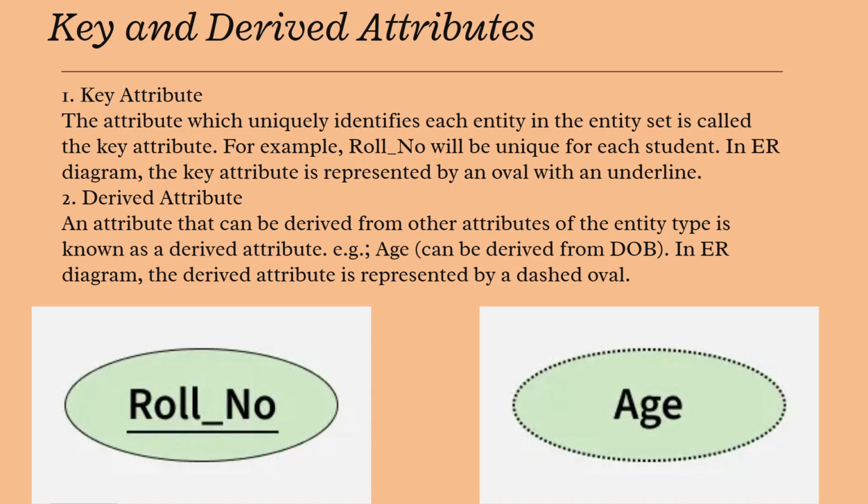Next, the fifth and sixth types of attribute are the key and the derived attribute. A key attribute must be unique and must not be null. One example is roll number or employee ID, because it should be not null and it should be unique for each student or employee. Derived attributes are derived from another attribute. For example, let us consider age. Age can be derived from the date of birth, so it is called a derived attribute.